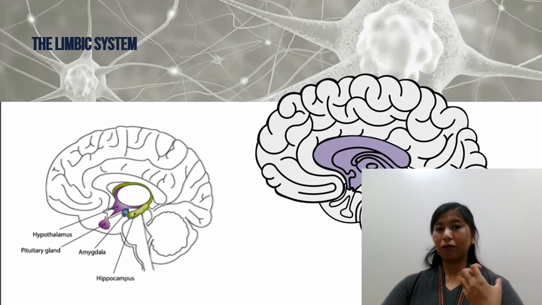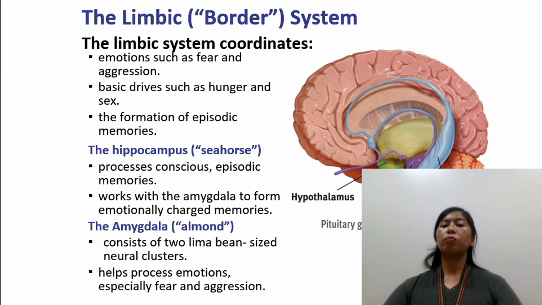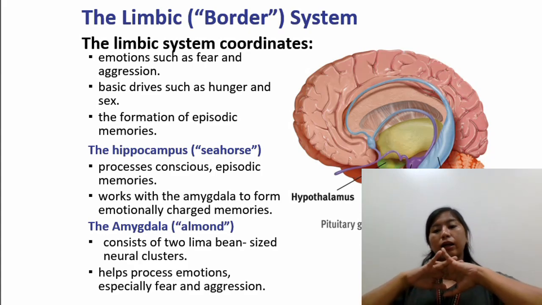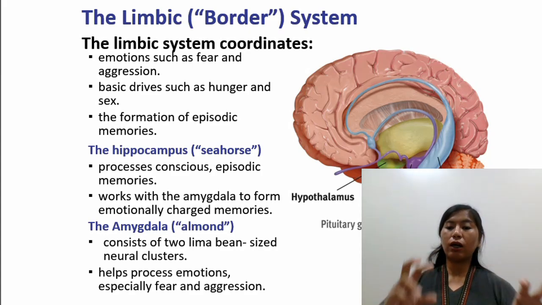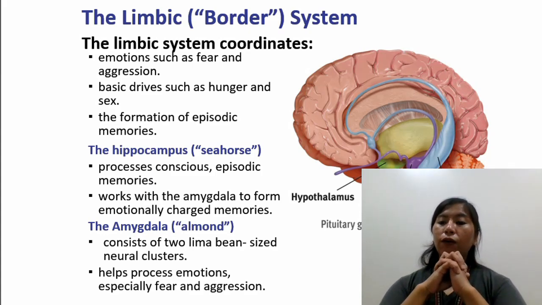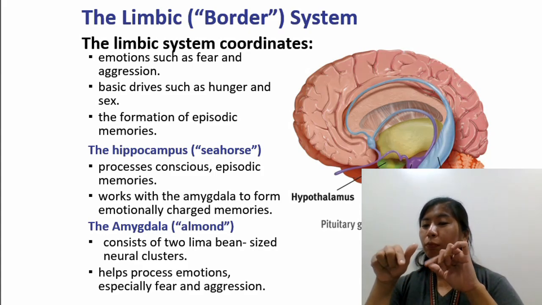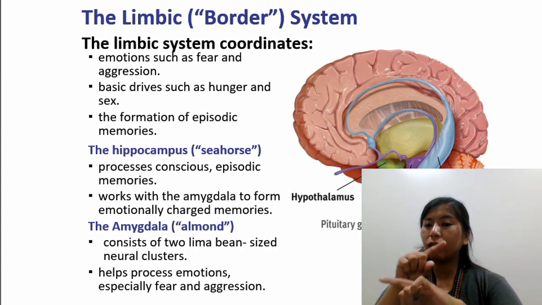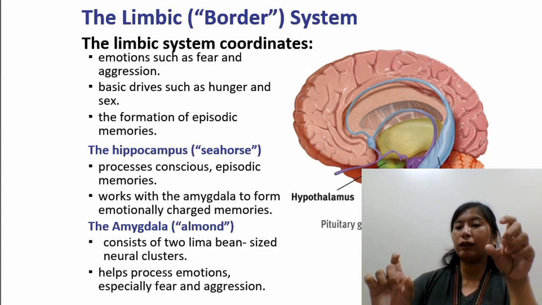The limbic system is very popular when it comes to coordinating our emotions and how we respond to our emotions. The parts right here in the limbic system are the hypothalamus, the amygdala, and the hippocampus. As for the hippocampus, it is described to be like a seahorse-shaped part of the limbic system.